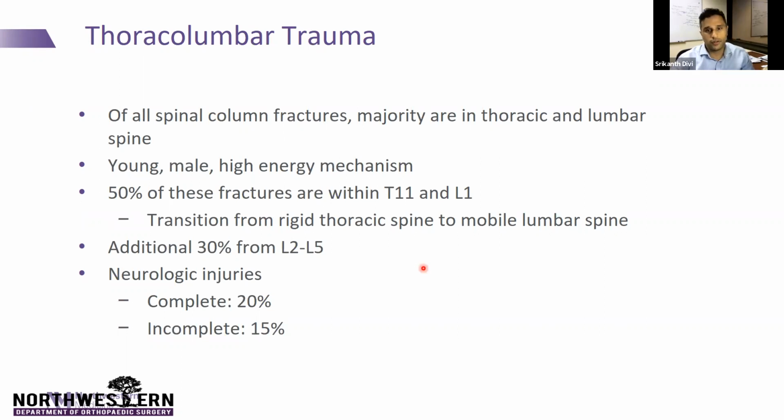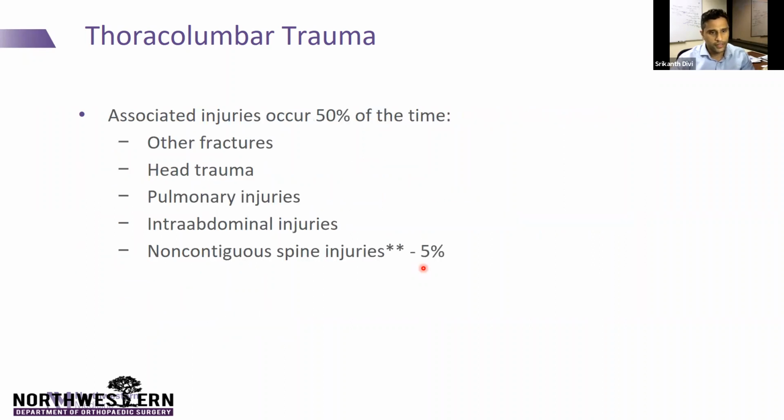The majority of spinal column fractures are in the thoracic and lumbar spine, most of them occurring between T11 and L1, because it transitions from a rigid thoracic spine to a mobile lumbar spine. Most of the patients are young males with high energy mechanisms. About 30% of fractures occur from L2 to L5, so the majority from T11 to L5 is where you'll see most of them. You can also have complete neurological injuries in about 20% of patients, incomplete in 15%, obviously not as high as cervical injuries.